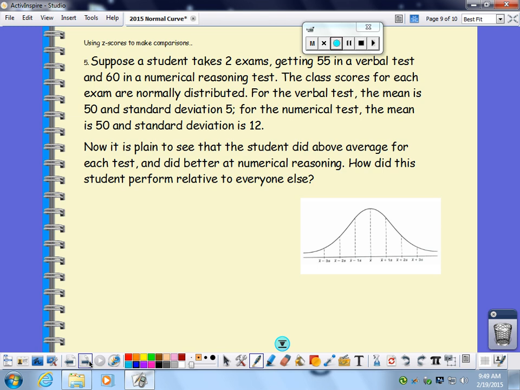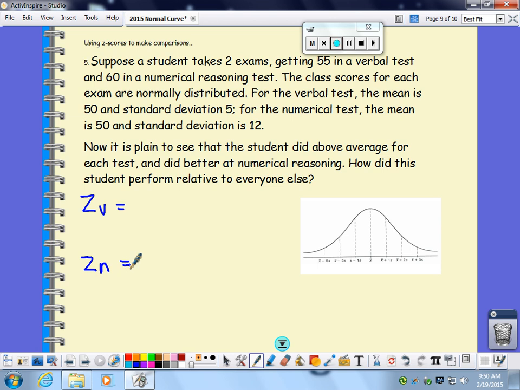So teacher says you're going to grade on a curve. This is what grading on a curve comes from, a normal curve. So compared to the rest of the class, which class did you do better? All right, since we have two different tests that we want to convert to the same score, this is when we use that standardized score, your Z-score. So we're going to find the Z-score for our verbal and also the Z-score for the numerical reasoning. So let's find the Z-score for both.